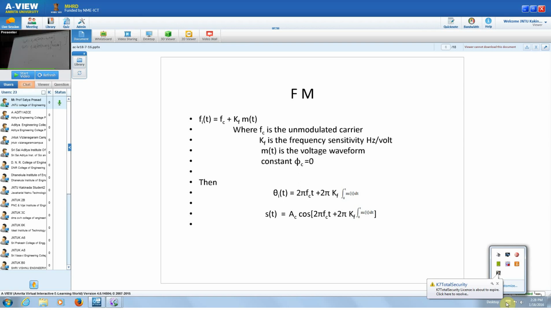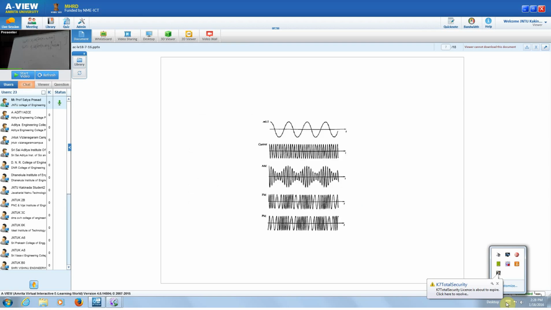So how will the waveforms look? The first waveform is your baseband signal, a single tone frequency, cos ω_m t. The next one is the carrier, ω_c t, which is a high frequency signal compared to your baseband signal. So when you modulate this, we get the amplitude modulation waveform, which we have seen already.